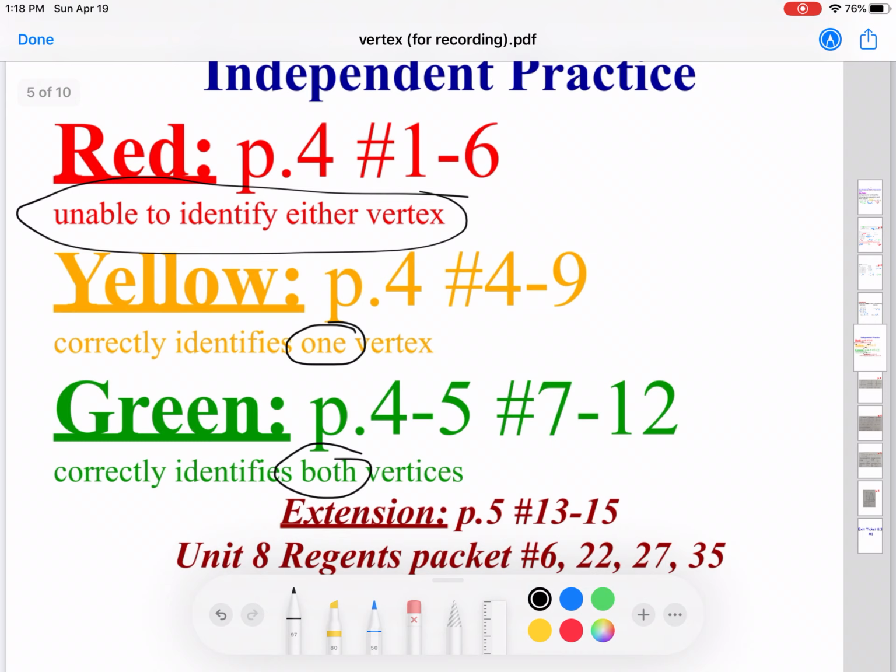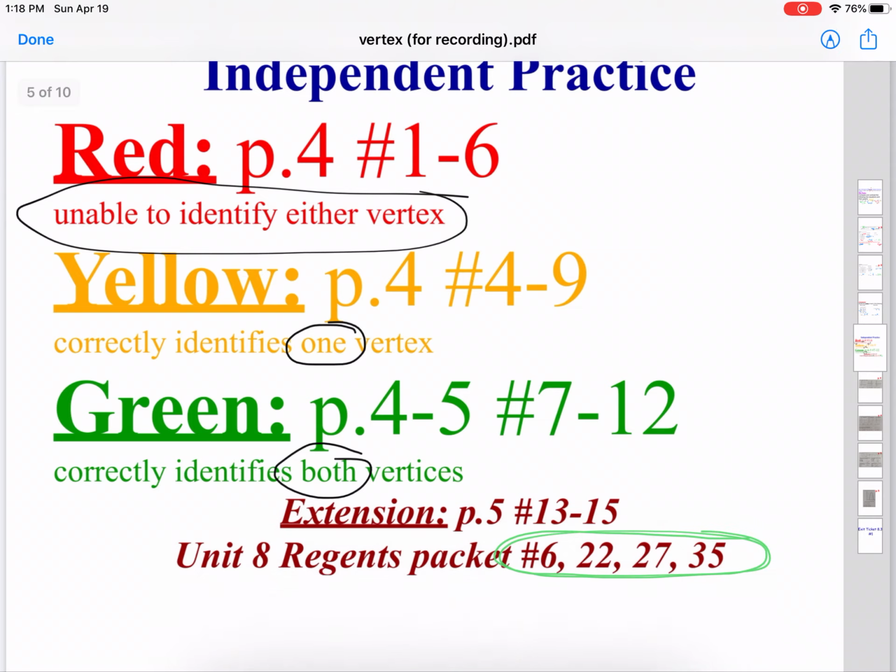Before you get into your practice, everyone should note for our extension problems down here that you can now do 4 more problems in your Unit 8 Regions packet. So go ahead and pause this video and come back when you're ready to check your answers.